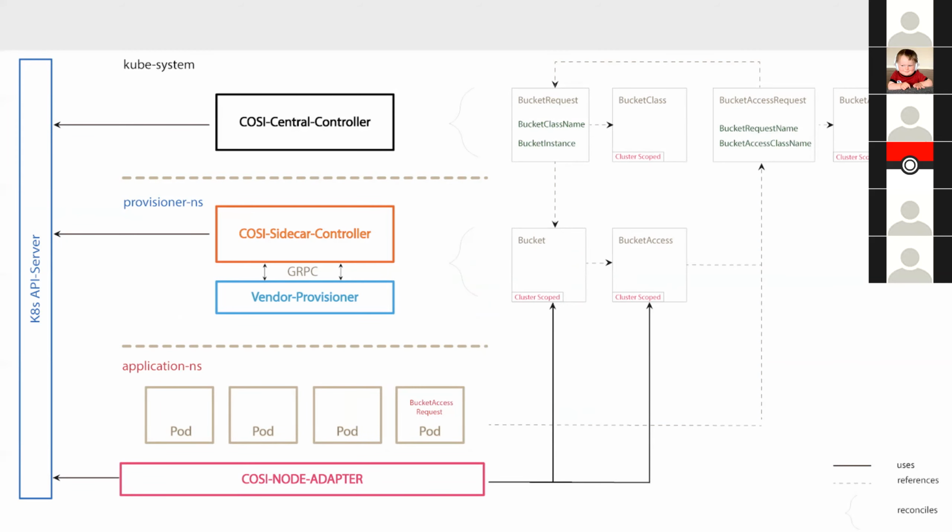On the right-hand side, I've represented all the objects. A bucket request points to a bucket below it, and then a bucket class on the right. A bucket points to a bucket access through the bindings, and a bucket access points to a bucket access request, which points to the bucket request. So there is a cycle there. This is really what the list of references looks like.